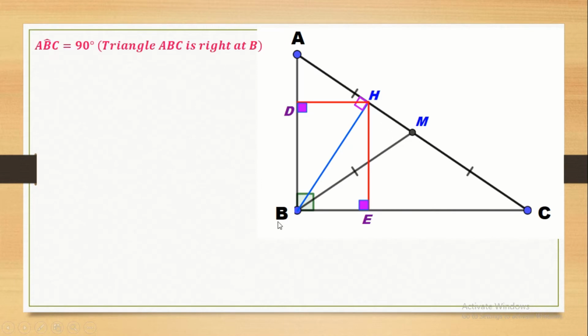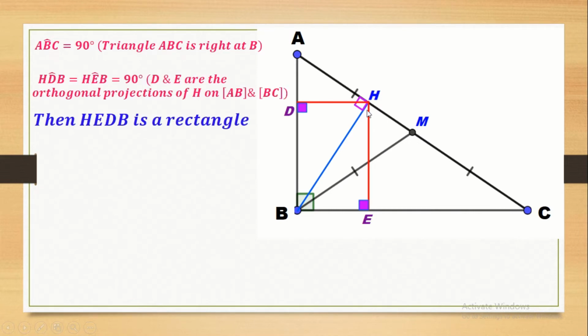We have angle ABC. We should explain why they are 90. The first one is 90 degrees. It's an angle of the right triangle ABC. And also we have angle HDB equals angle HEB equals 90 degrees, since we have orthogonal projections. D and E are the orthogonal projections of H on AB and BC respectively.